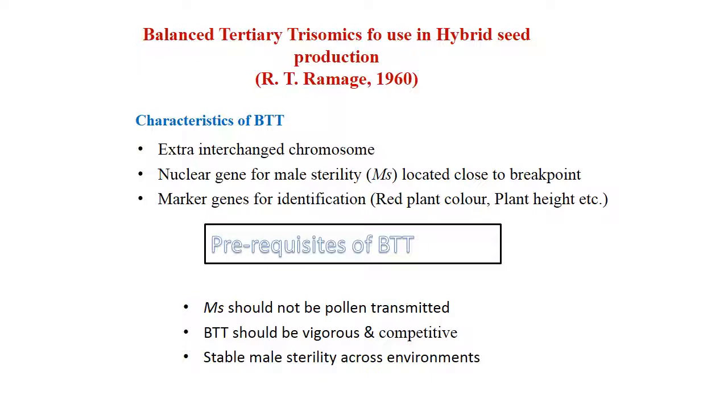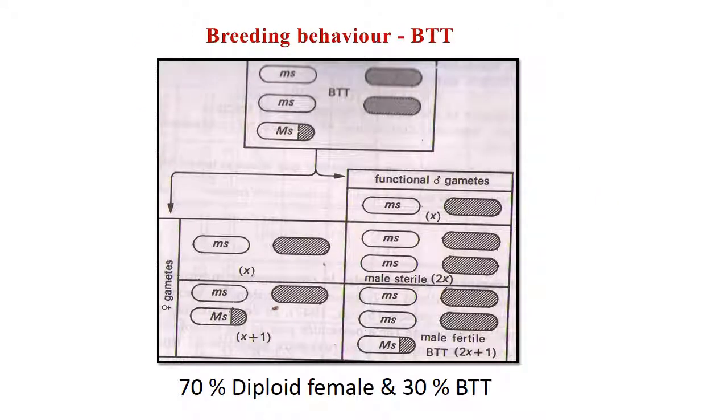Prerequisites for balanced tertiary trisomics are: male sterility should not be pollen transmitted, BTT should be vigorous and competitive, and the major thing is it should be adaptive, having great stability across different agroclimatic situations. Stable male sterility across environments. This is the flow chart of how BTT is done. We just cross the tertiary trisomics and the normal diploid.